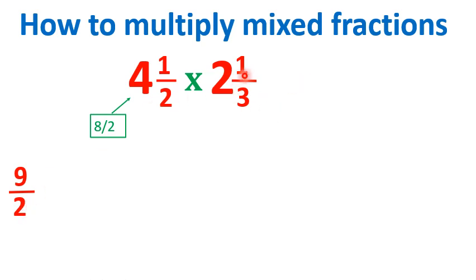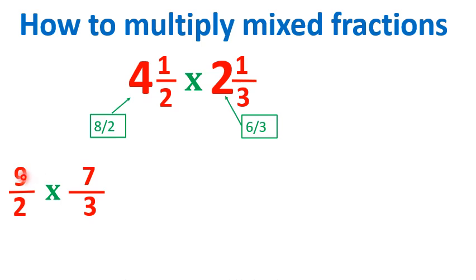I need to do the same thing for the 2 1/3. So if I give 2 a denominator of 3 so that it can be combined with the 1/3 here, I would get that 2 is equivalent to 6 over 3. And then I combine 6 over 3 with 1 over 3 to get an improper fraction, and I rewrite it as 7 over 3. Now I've got these two fractions in a form that I can work with more easily.